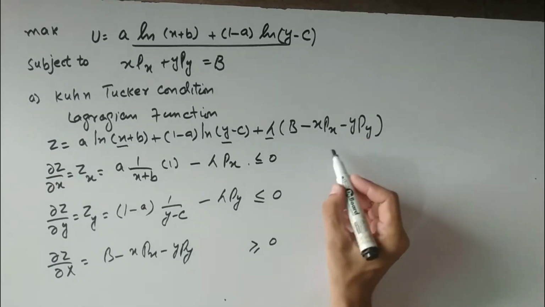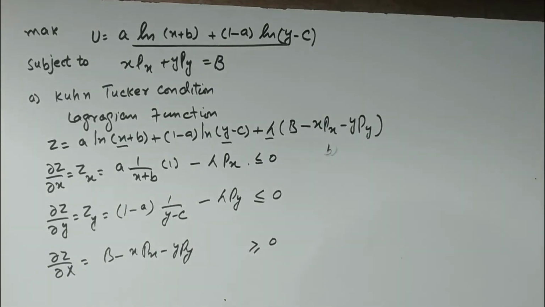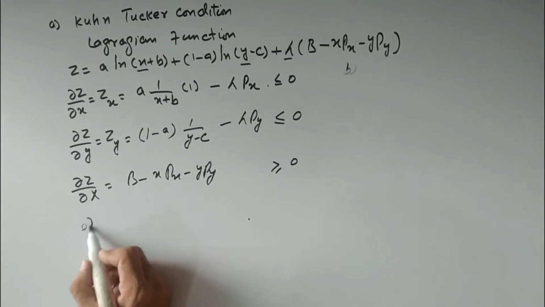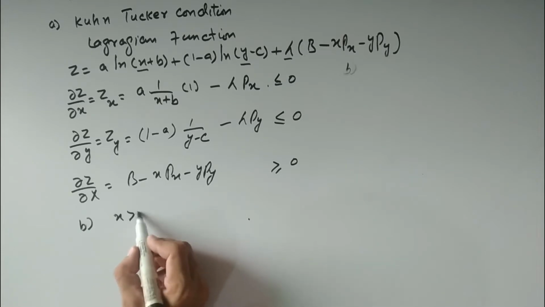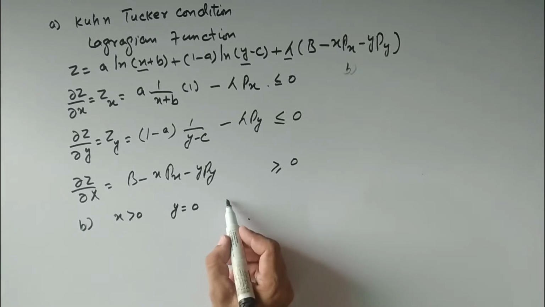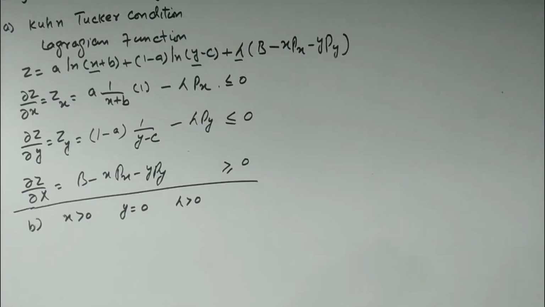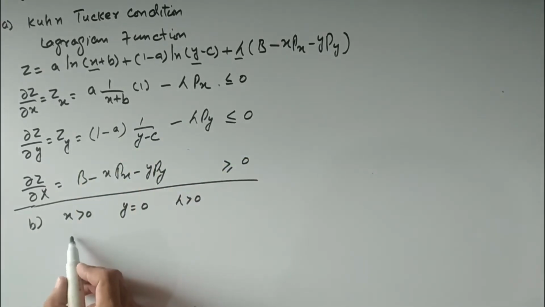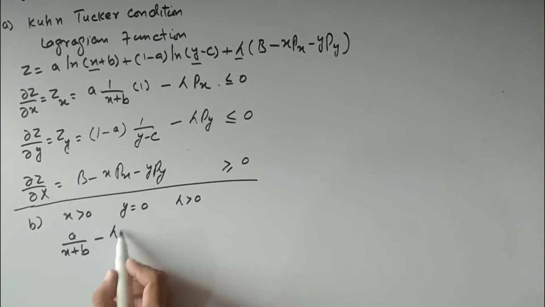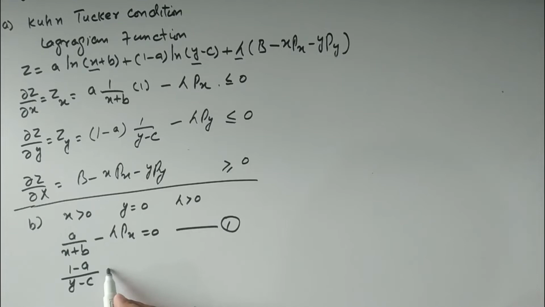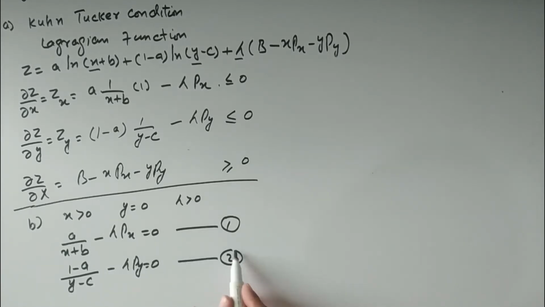Now we are looking at part B, and in part B they have asked for the conditions that will be applicable: x is greater than 0, y equal to 0, and lambda is greater than 0. So we can write the partial derivatives now: a upon (x plus b) minus lambda px equal to 0. That is the first equation. Then 1 minus a upon (y minus c) minus lambda py equal to 0. That is the second equation. And lastly, b minus x px minus y py equal to 0. That is the third equation.